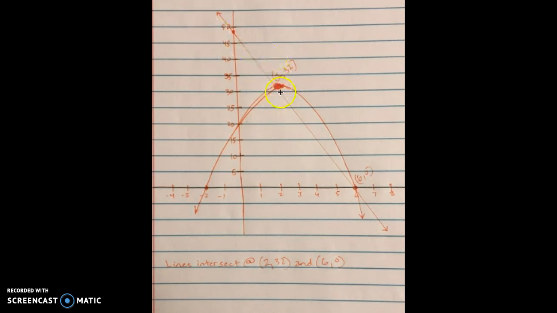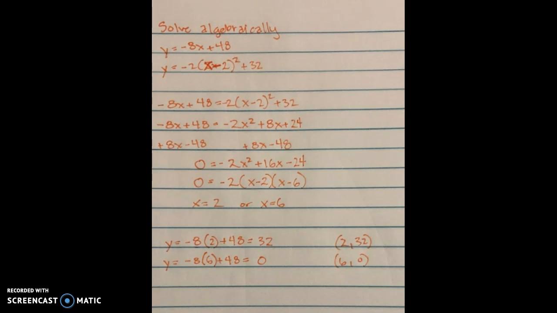And so the lines cross at (2, 32) and (6, 0). Those are our solutions. Okay, and notice you get two solutions here. We're about halfway through. We got a little bit more to go, and then I'll let you guys run wild. Another way to do this is to solve it algebraically.